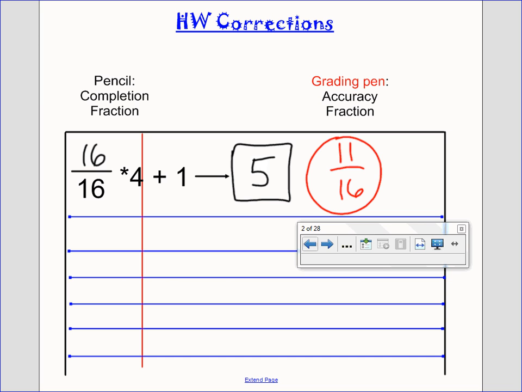This way I can see two things. Are you doing your homework? Are you doing it correctly?